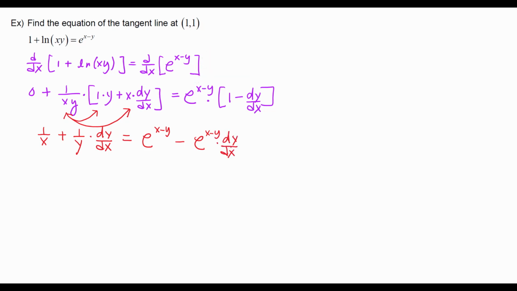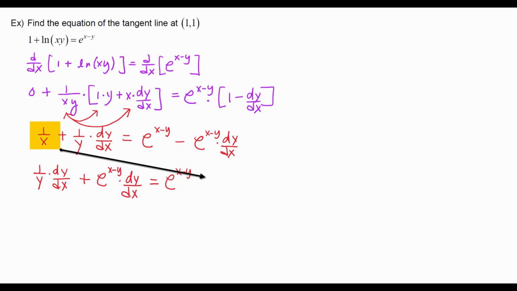All right, what is the next step when you do implicit differentiation? Do you remember? You want to collect the dy/dx terms on one side and send any other terms to the other side. So I'm going to leave 1 over y dy/dx here. I'm going to move negative e to the x minus y's power dy/dx to the left. So when it comes to the left, it becomes plus e to the x minus y power dy/dx, which is equal to, I already had e to the x minus y's power on the right, and I'm going to move 1 over x to the right. So it's going to become negative 1 over x.